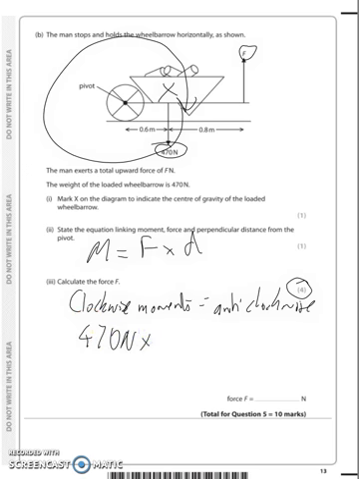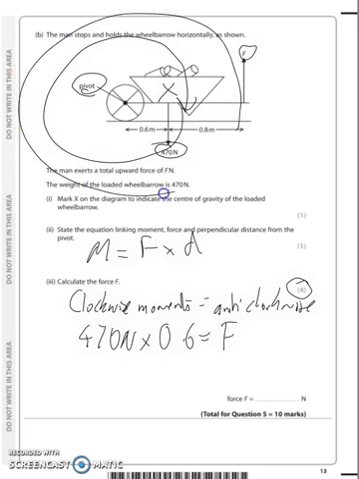Now, where is the pivot? Well, if you move this up and down, at what point around is it going to move? It's going to be this one. So it's 0.6 meters away from that pivot. And then we've got the anti-clockwise moving around this way. Anti-clockwise is our F. How far is that away? It's 1.4.